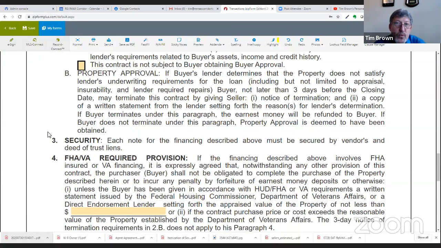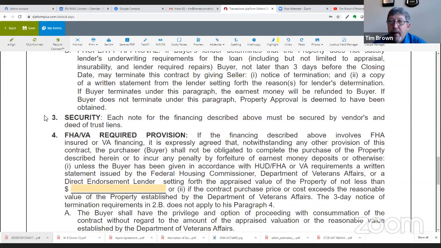Also, if there's problems with insurability, say the seller had roof damage and collected a big check for a new roof and never had the roof done. Well, they're gonna check on that, and an insurance company is not going to insure the house until that roof is complete. If the seller doesn't want to do that, they can terminate the contract, get their earnest money back. All right. If the buyer does not terminate under the paragraph, property approval is deemed to have been obtained. So no news is good news on everybody's part here.